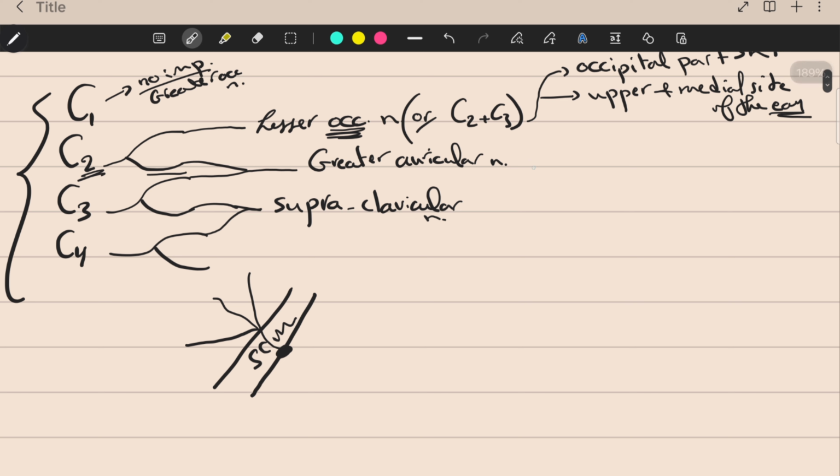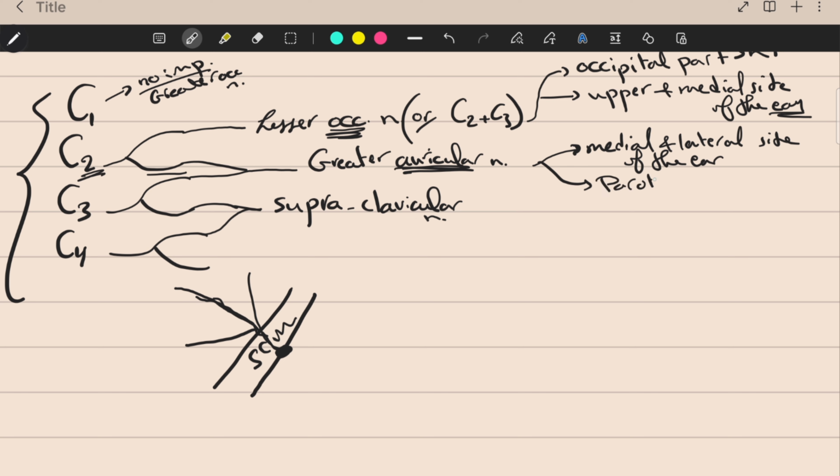Anyways, the greater auricular nerve has two branches, like here, it starts from here and goes like this with two branches. It supplies the auricle, so it's related to the ear, supplying the medial and lateral side of the ear. Also the parotid gland, as well as the mastoid skin.